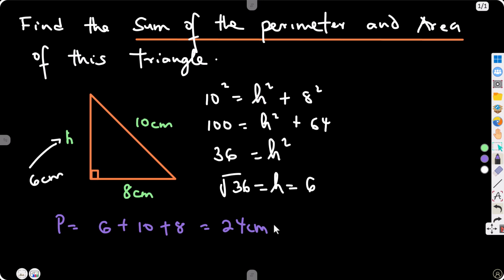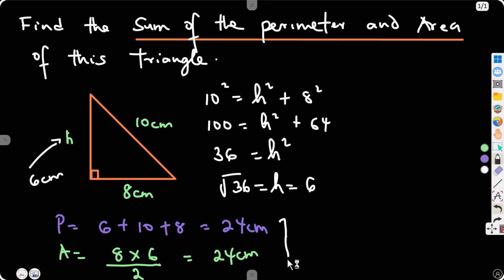And then the area. The area of the triangle is the base times the height, divided by 2. So the base is 8, times the height, which is 6, and if you divide your answer by 2, you will get 24. Again, 24 square centimeters.